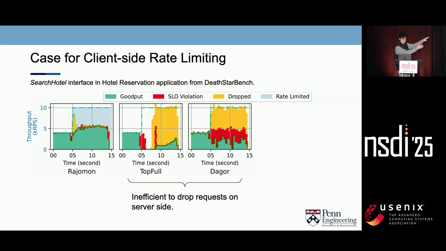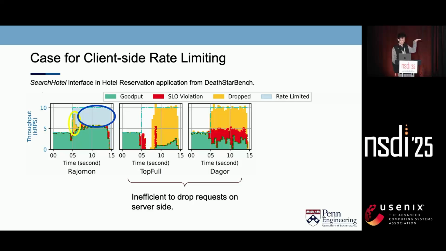And if we add another baseline, I forgot to mention, this is, again, the hotel reservation application, single interface, okay? If we add another baseline, Dagor, we see a different implication. Both Dagor and TopFull only drop requests without rate-limiting clients. That's going to be expensive. See how Rajomon first drops requests for the first 2 seconds and pushes the duty to clients to rate-limit themselves. That's going to save you computation.